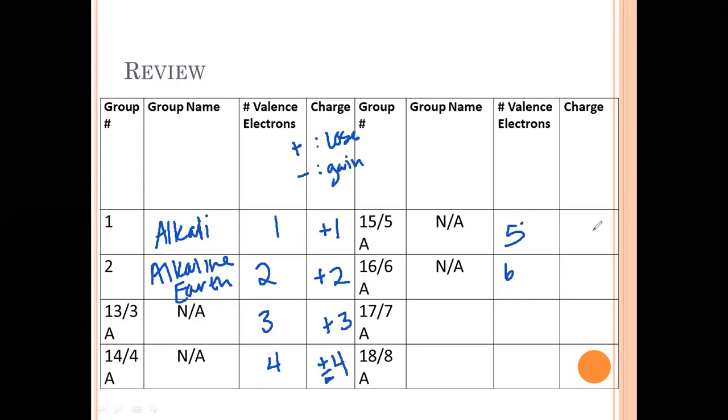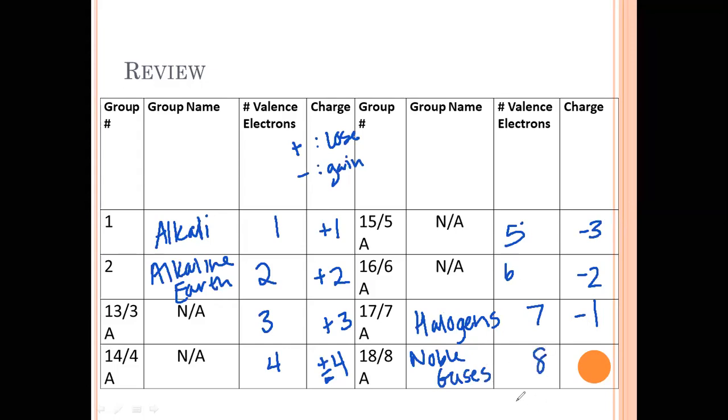Okay, 5 valence electrons is where things start changing. It's -3, meaning you would gain 3. 6, -2. 17 are the halogens. 7 valence electrons, -1. 18 are the noble gases. They have 8 valence electrons with the exception of He, which is 2. And they have a full octet, so their charge is 0.